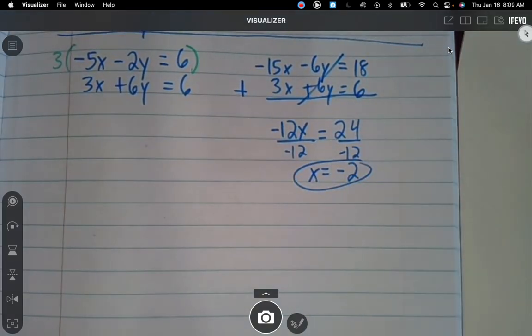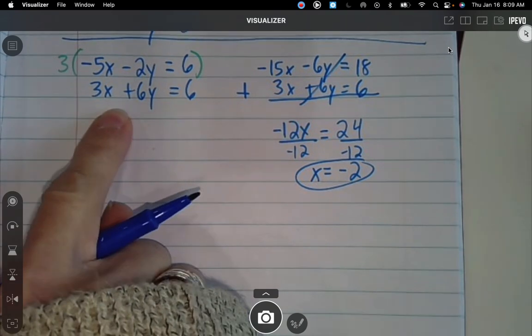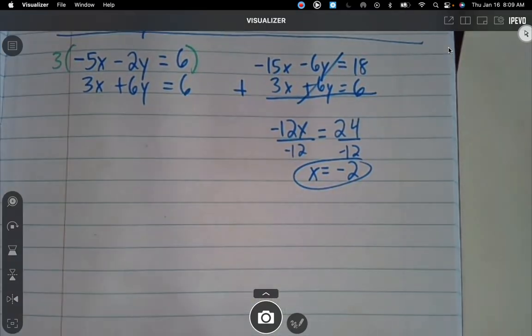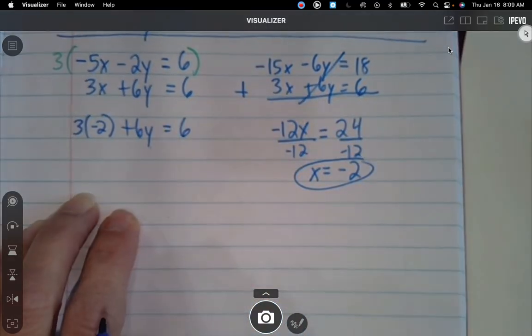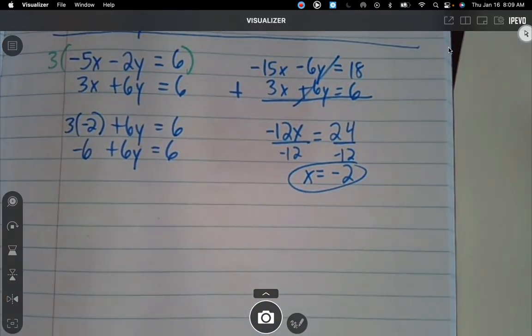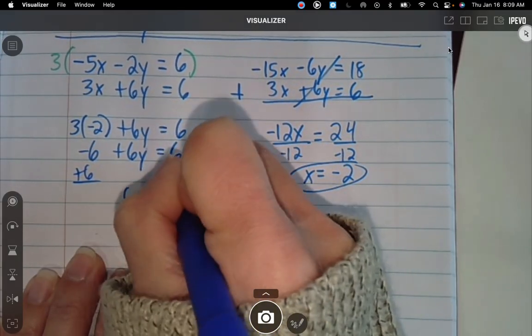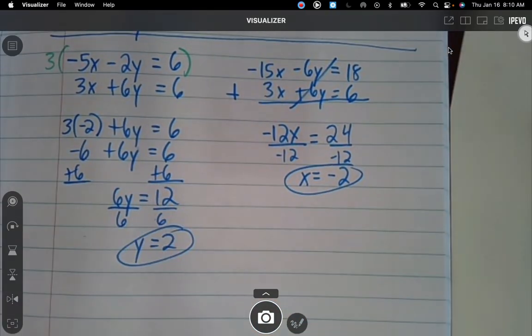Okay, now what equation do you want to plug it in? Top, bottom, or the one on the right? I think this one looks easy to me. I'm going to pick the bottom equation. Okay, and I'll write the steps this time. Instead of 3 times x, what do I write? 3 times negative 2 plus 6y equals 6. What is 3 times negative 2? There you go. Negative 6 plus 6y equals 6. How do you solve? Add 6 to both sides. So 6y equals 12. Then what? Divide by 6. And y is 2.